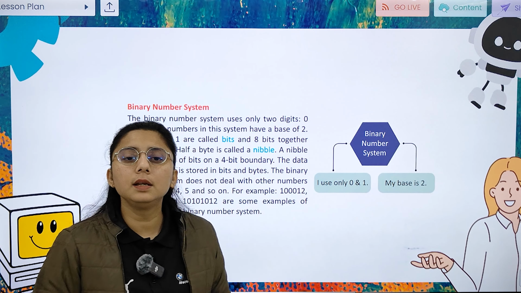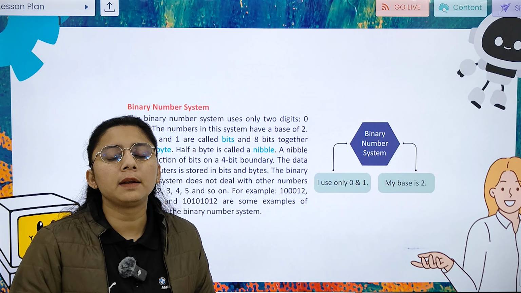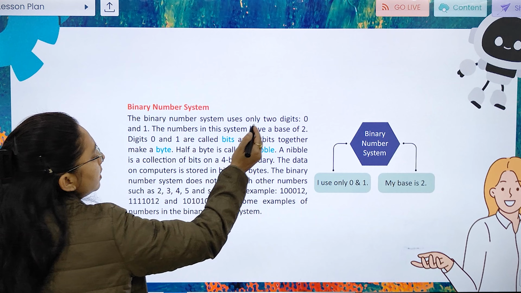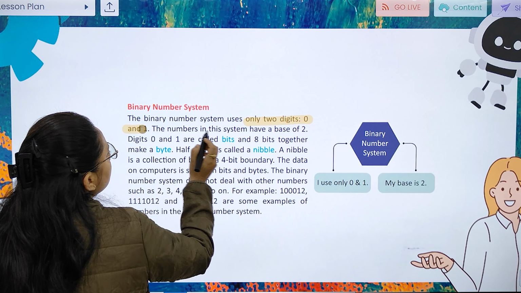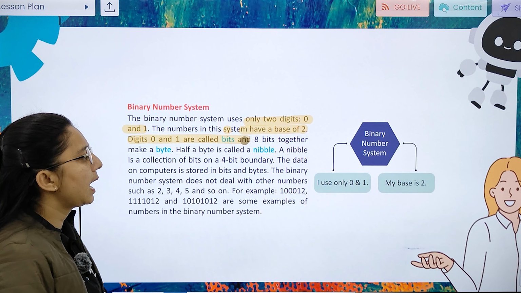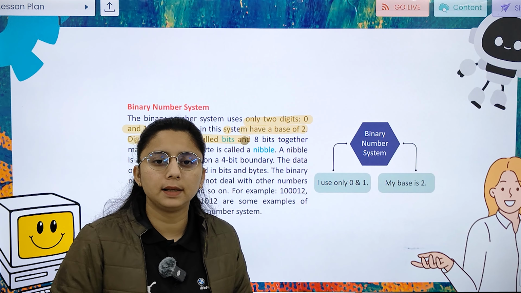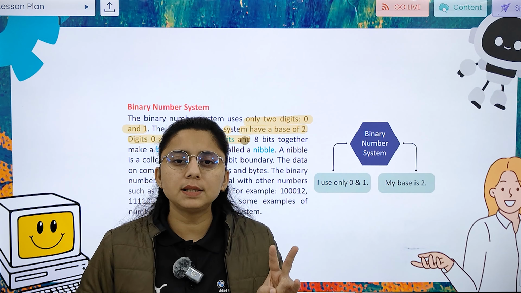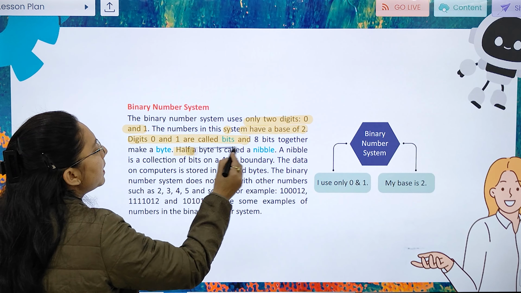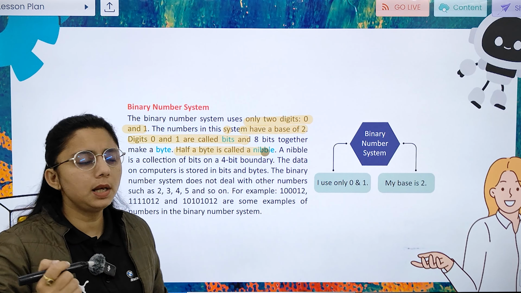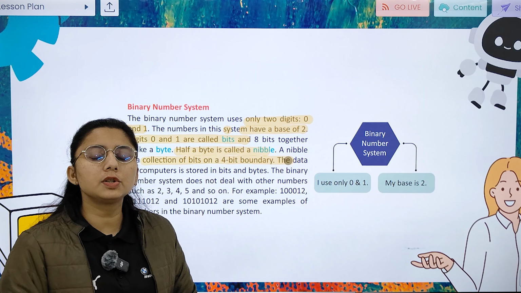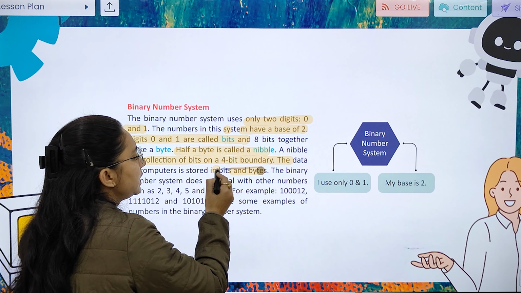Then we have binary. Its base is 2 and we use 2 numbers, that is 0 and 1. So the binary number system uses only 2 digits, 0 and 1. This system has base 2. Digits 0 and 1 are called bits and 8 bits together form a byte. Half a byte is called a nibble, which is a collection of 4 bits. The data of a computer is stored in 2 forms, that is bits and bytes.